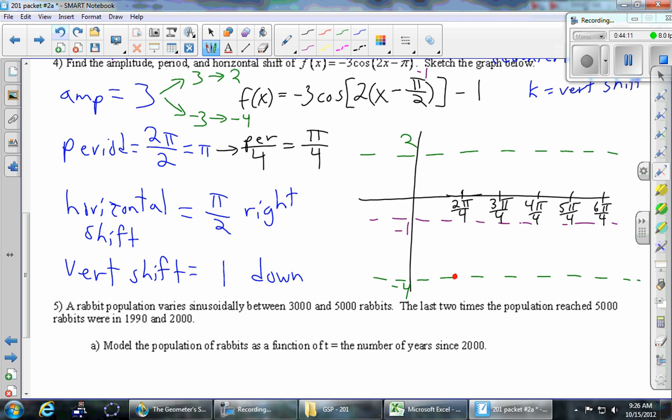If we're at the bottom, what's the next point that we're going to plot? Is it the top or the middle? It's the middle. And where does it happen? It happens right below the next x value that we marked. So that guy right there is the next special point.